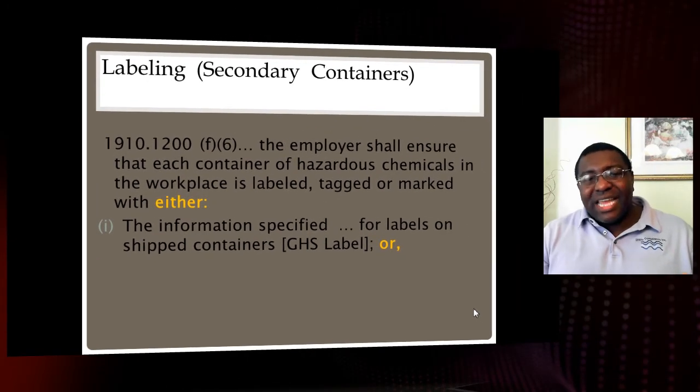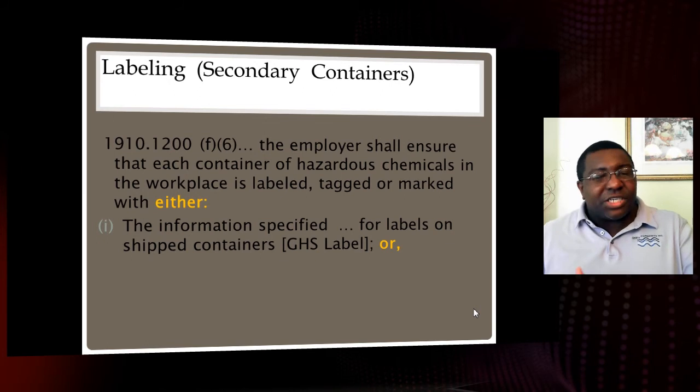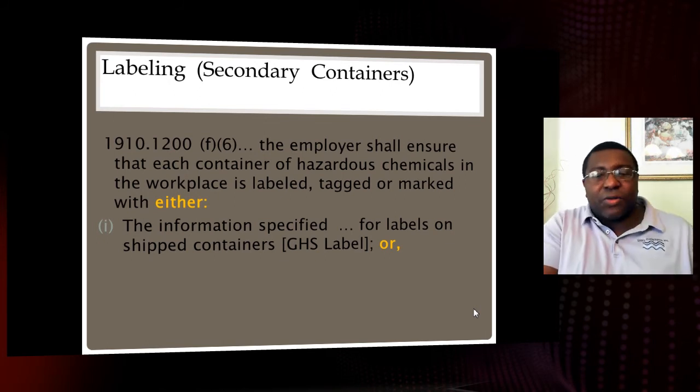And that 1910.1200, what you see there, 1910 is the Code of Federal Regulations for the Department of Labor, which is 29. 29 is the Department of Labor title, 29 CFR. 1910 is the general industry standard, and 1200 is your hazard communication standard within the general industry.